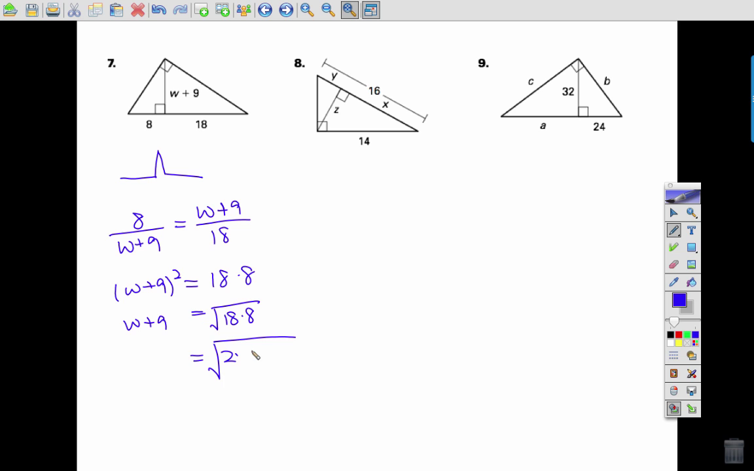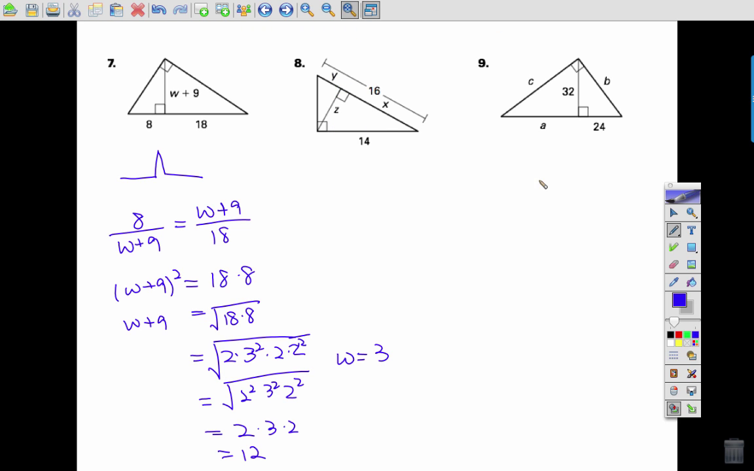18 is 2 times 9. 9 is 3 squared. 8 is 2 times 4. 4 is 2 squared. And so I'm going to rewrite this. There are 2 2's here, so I have a 2 squared, a 3 squared, and another 2 squared. Now all of these can cancel with the square root, so the base can come out, and that's 12. If W plus 9 equals 12, I minus 9 on both sides, W should equal 3. Okay?